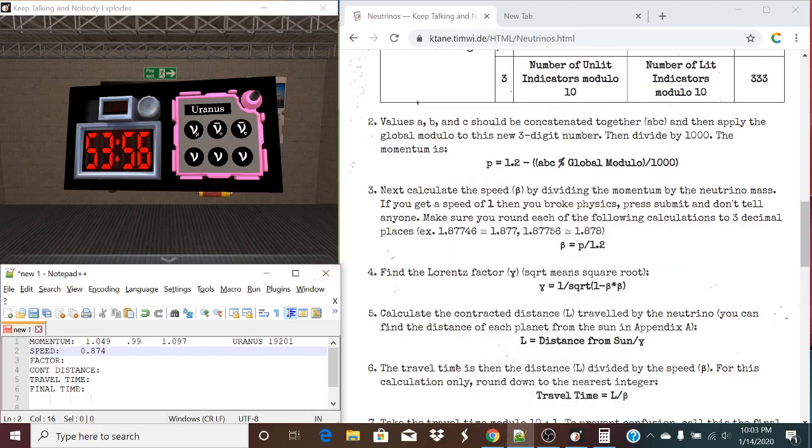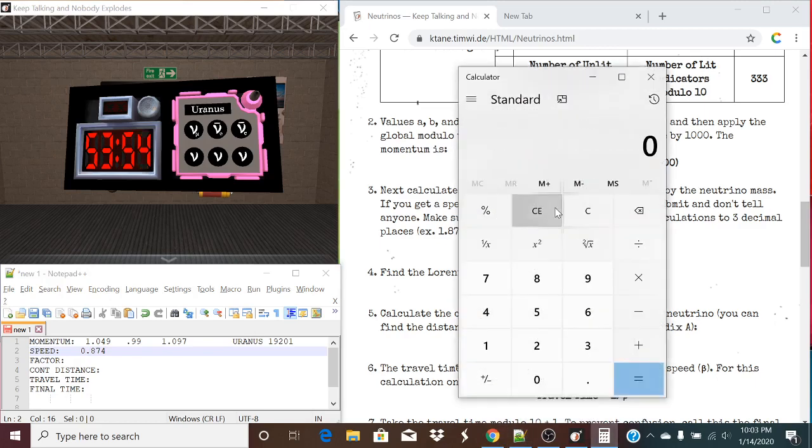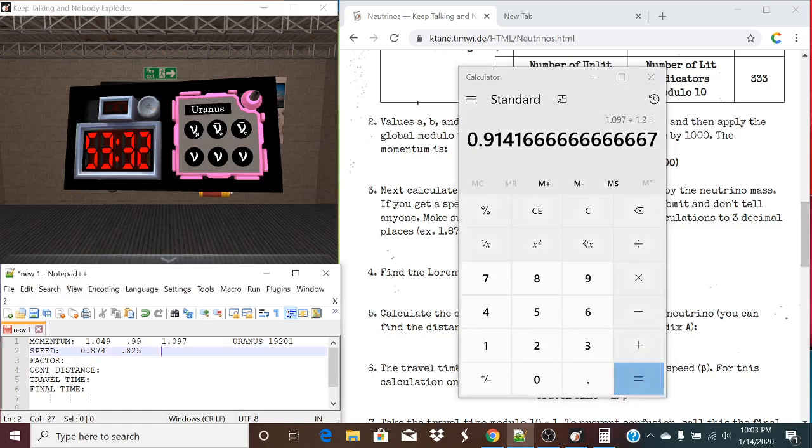So now we're going to take 0.99 divided by 1.2. And in this case, that gives us a perfect 0.825. Finally, 1.097 divided by 1.2 gives us a value of 0.914.